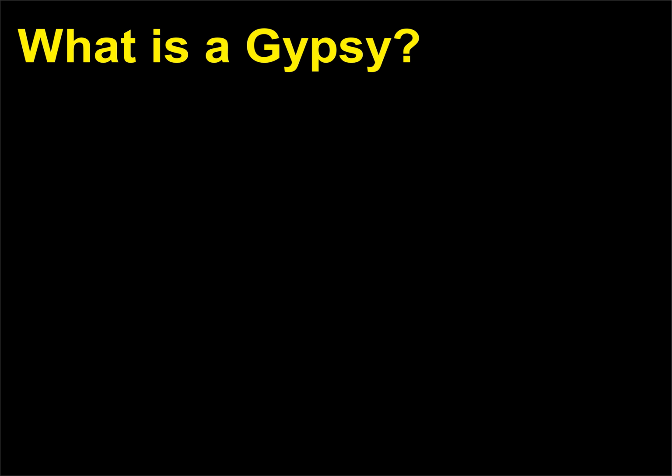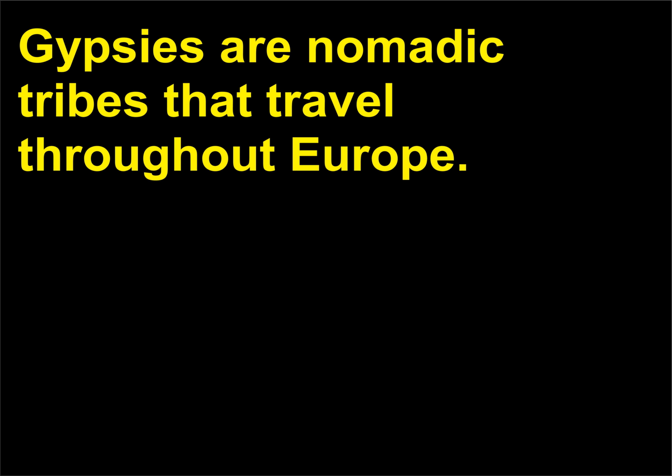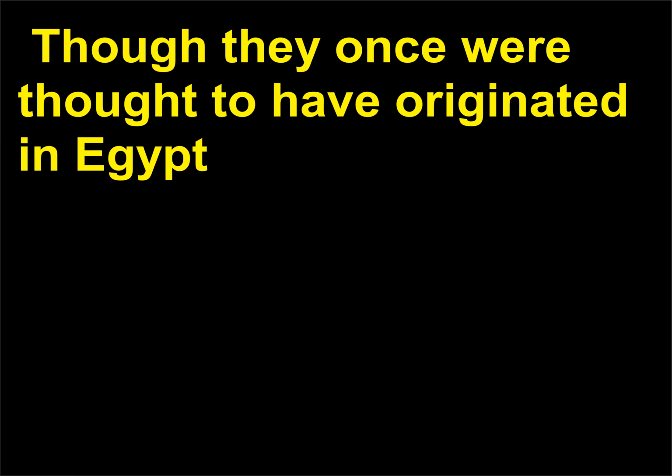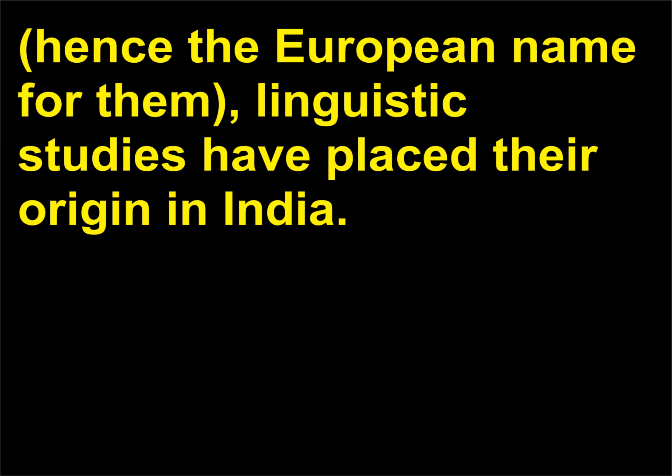What is a gypsy? Gypsies are nomadic tribes that travel throughout Europe, though they once were thought to have originated in Egypt, hence the European name for them. Linguistic studies have placed their origin in India.